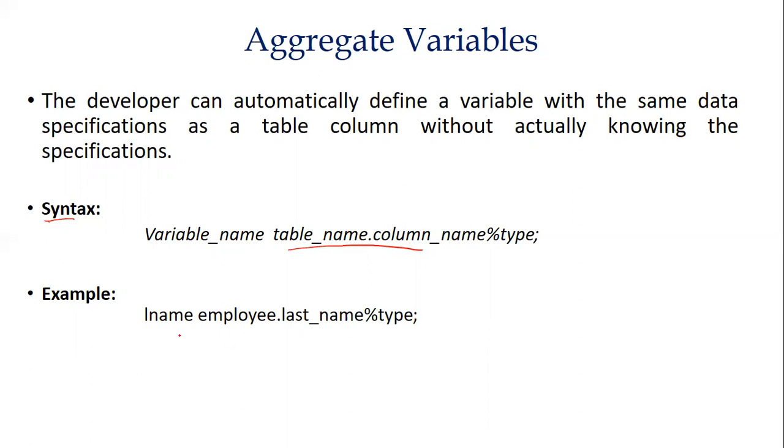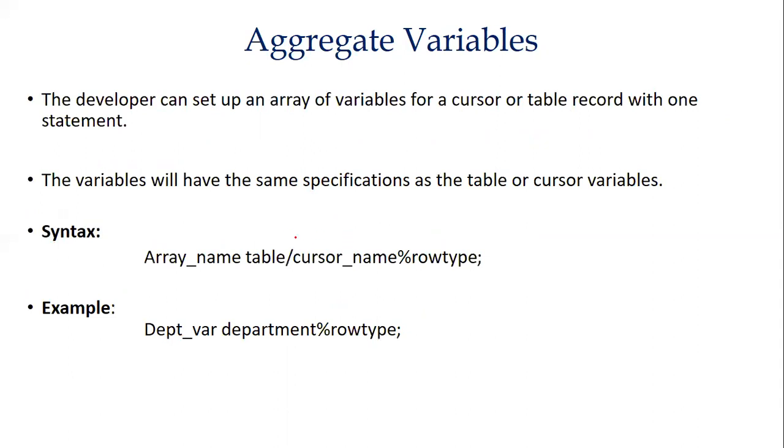Okay, so this is just an example, like employee.last_name. This last_name is a column name in the employee table. Whatever the type of this column, that will be directly assigned to this L name variable. Yes, you can also declare an array of variables, like multiple variables.